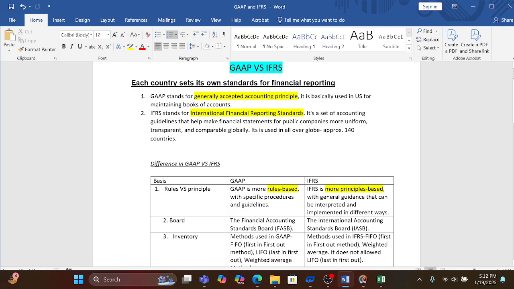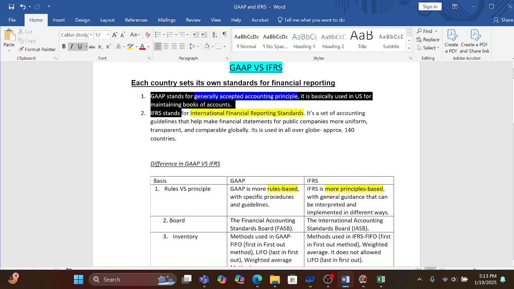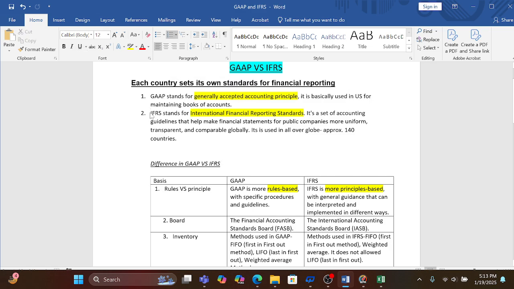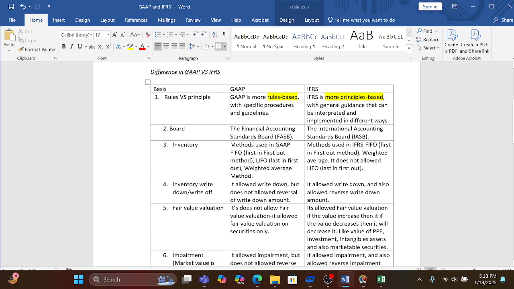Here I have written that it is a set of accounting guidelines that have to make the financial statements for public companies more uniform, transparent and global. So we can say GAAP is used in the US and IFRS is used all over the globe. So we can say IFRS is more important than GAAP. Here I have written some differences between GAAP and IFRS.